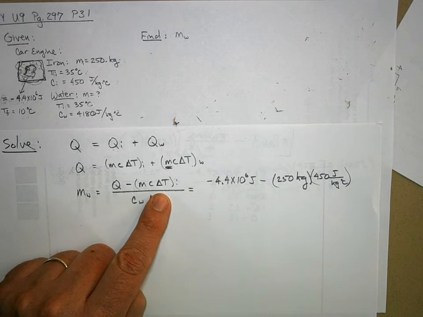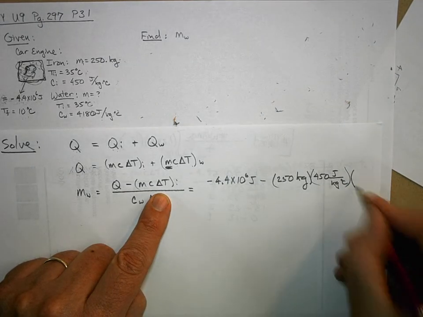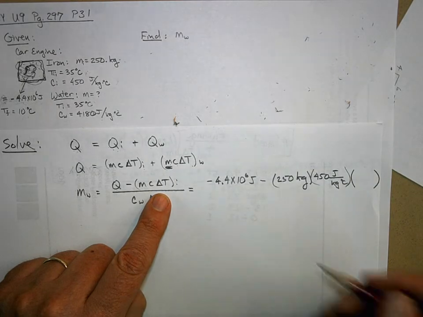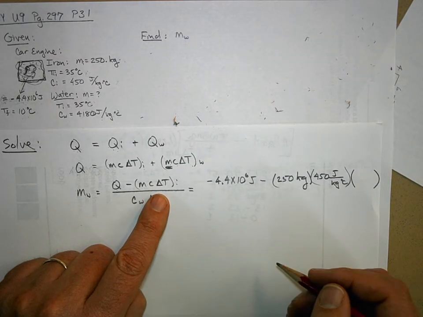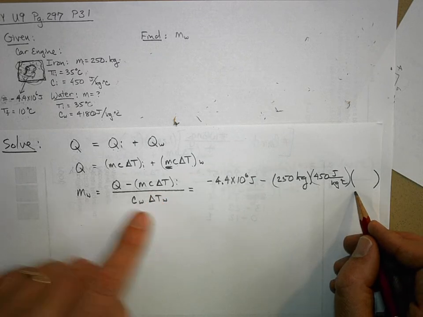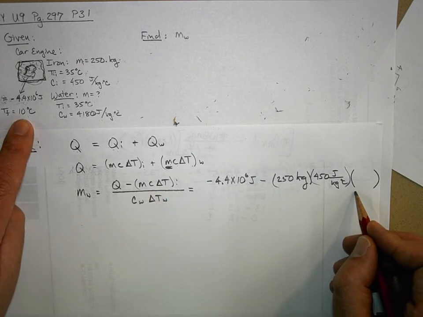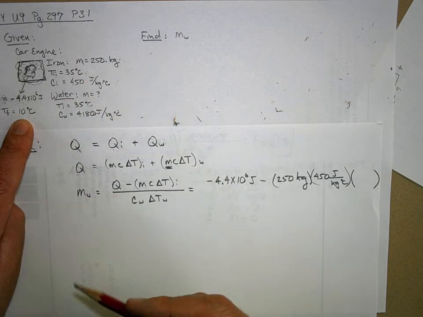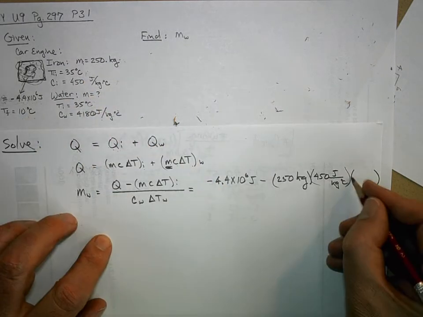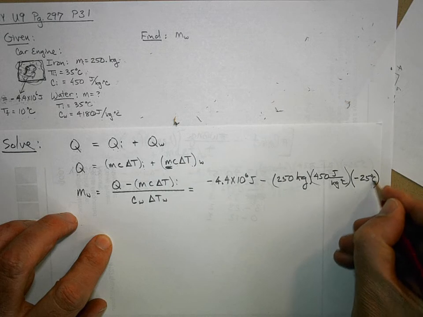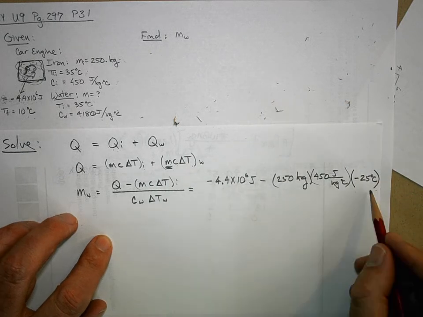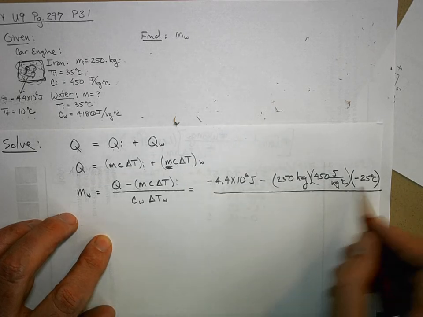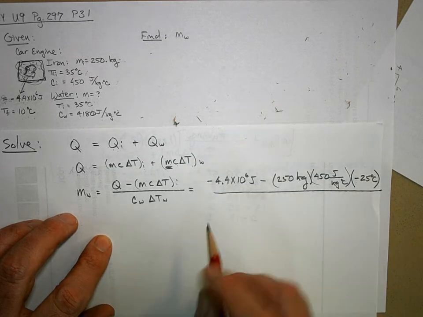Now, what is the change in temperature? It's the final temperature minus the initial temperature. Well, what's the final temperature of the iron? The final temperature is 10 degrees. What's the initial temperature? 35. What is 10 minus 35? Negative 25 degrees Celsius. And this is where people sometimes went wrong, keeping track of these negatives.